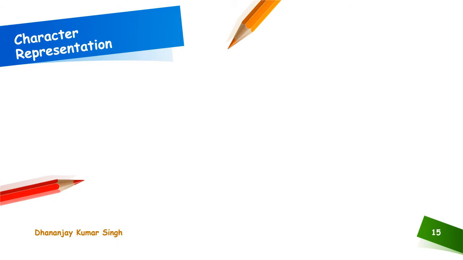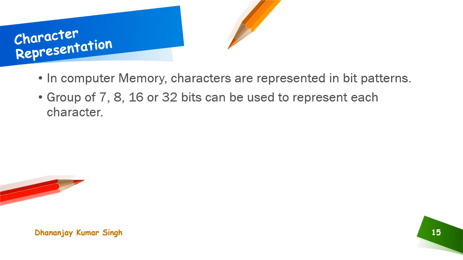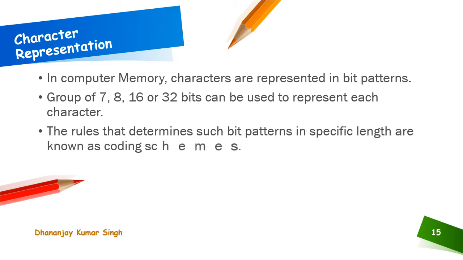After knowing how to represent various numbers, now we are going to understand how to represent characters. Character means any alphabets, any special characters. In computer memory, characters are represented in bit patterns. A group of 7, 8, 16 or 32 bits can be used to represent each character. The rules that determine such bit patterns in a specific length are known as a coding scheme.